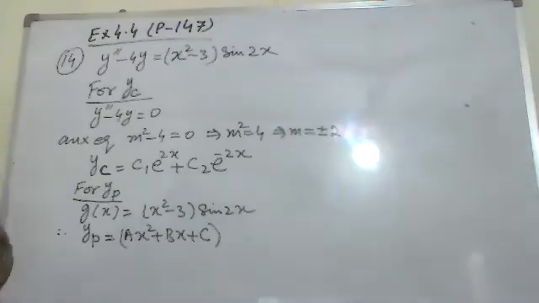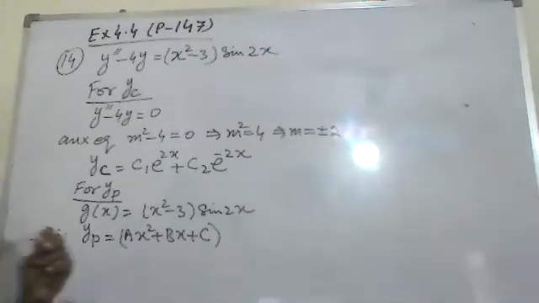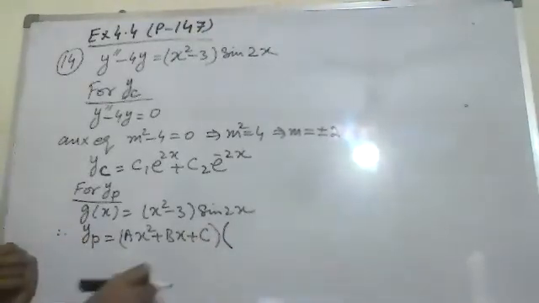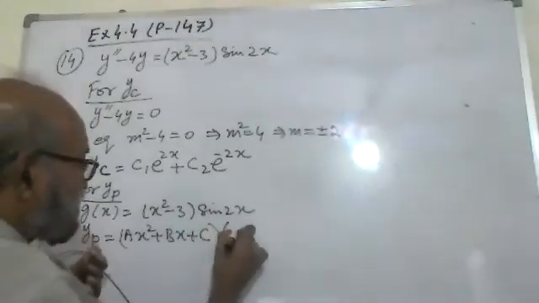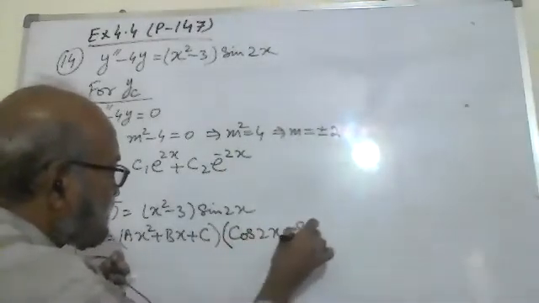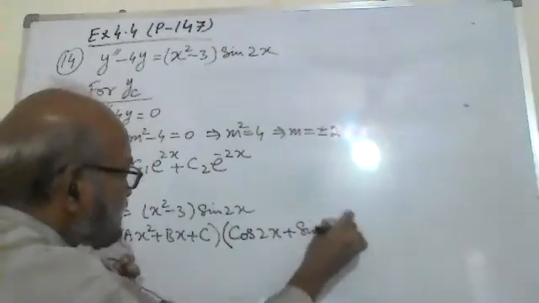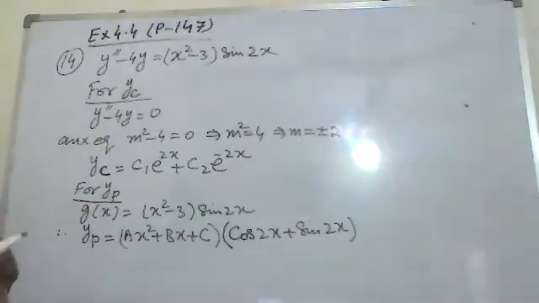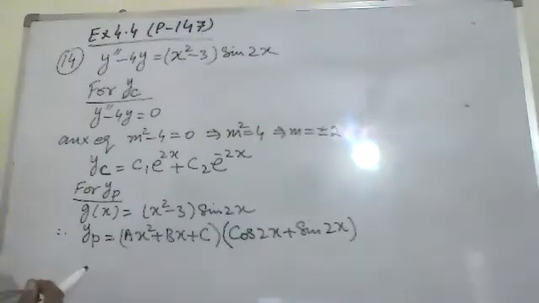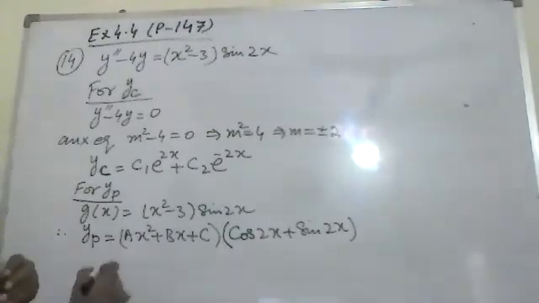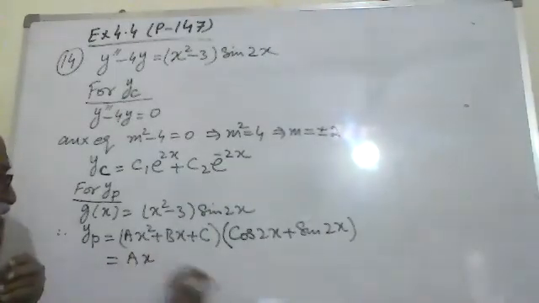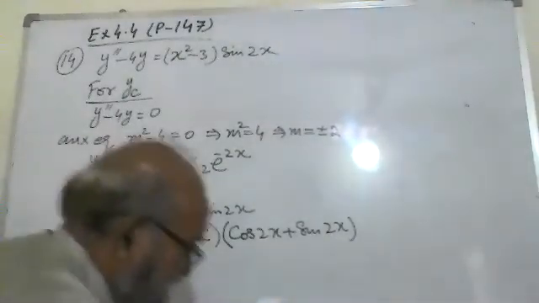sine 2x will become cos 2x plus sine 2x. We will open it. It will become ax square, or leave it as it is.